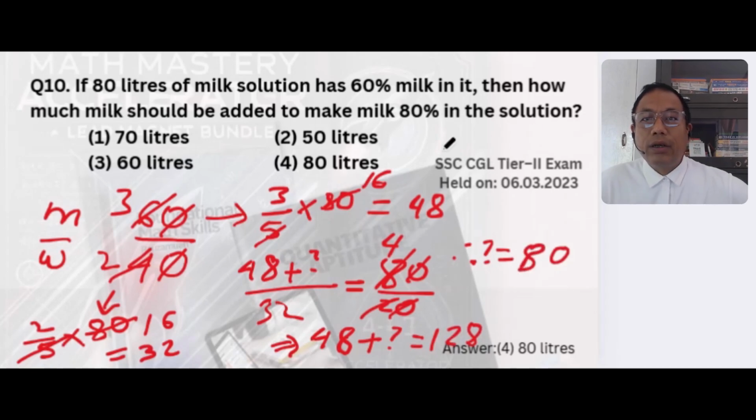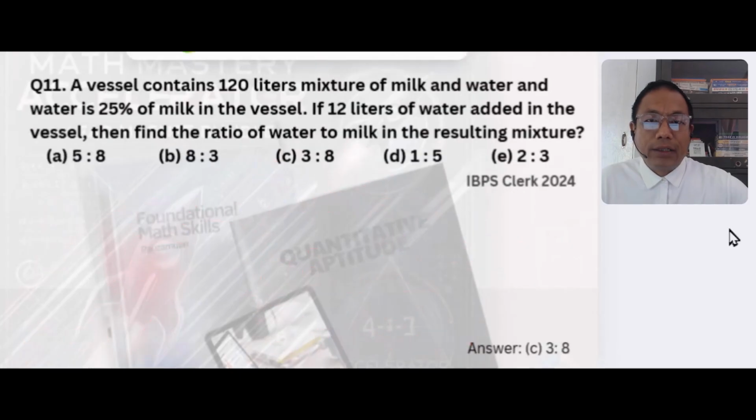80 liters of milk must be added to make milk 80% in the solution. I consider solution as mixture of milk and water here. Okay. The answer is option 4. Let's move to the next question.